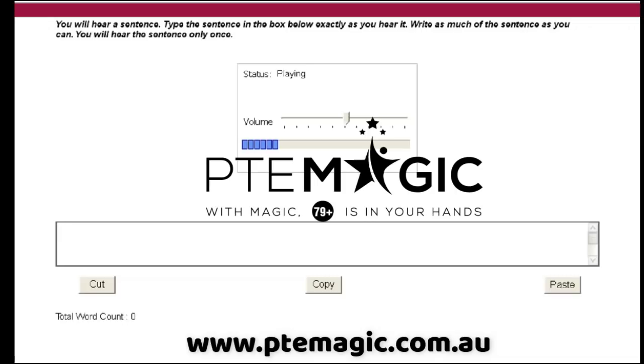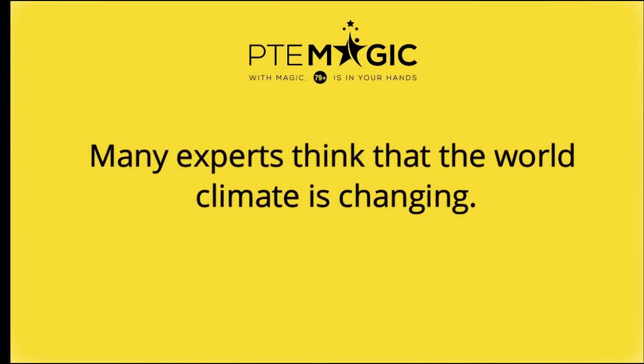Many experts think that the world climate is changing.